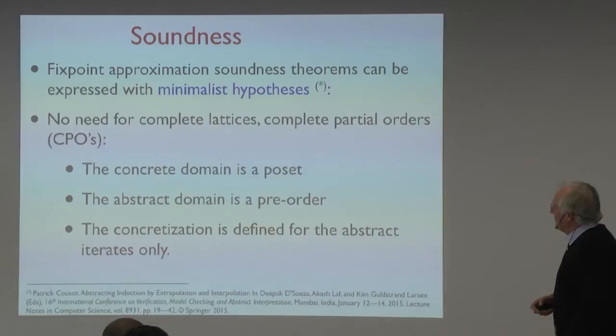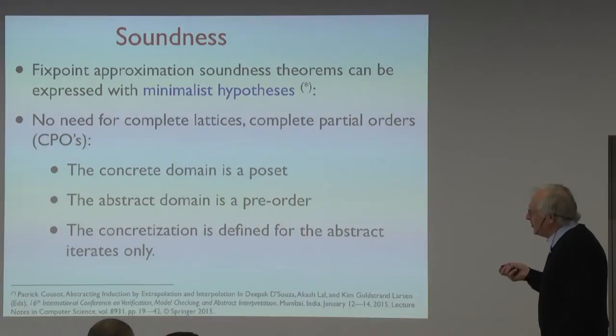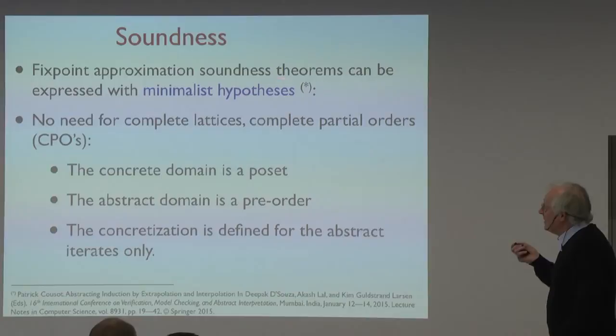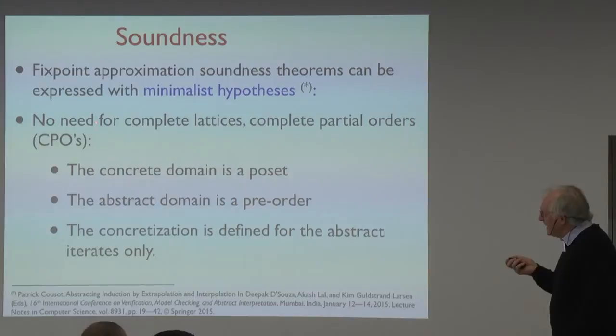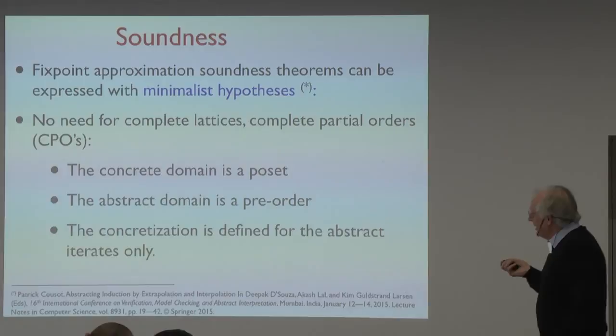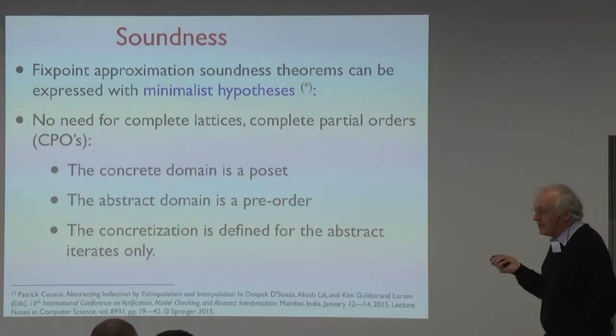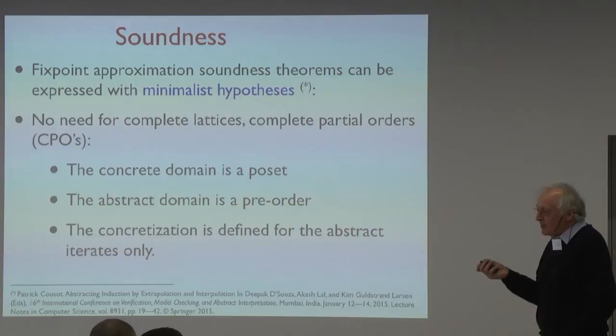So one point is that you must be sound, and recently I wrote a paper on which this presentation is built, where I try to have minimalist hypotheses, that is, I state the minimum hypotheses needed to get the result I want on widening and things like that. So the first thing is that there is no need for lattices, partial orders, and so on. The only need is a concrete domain which is a poset. In the concrete, this is always true, because in math, the fixed point equations for invariants, for example, form a poset, even a concrete lattice, and they have a least fixed point which exists.